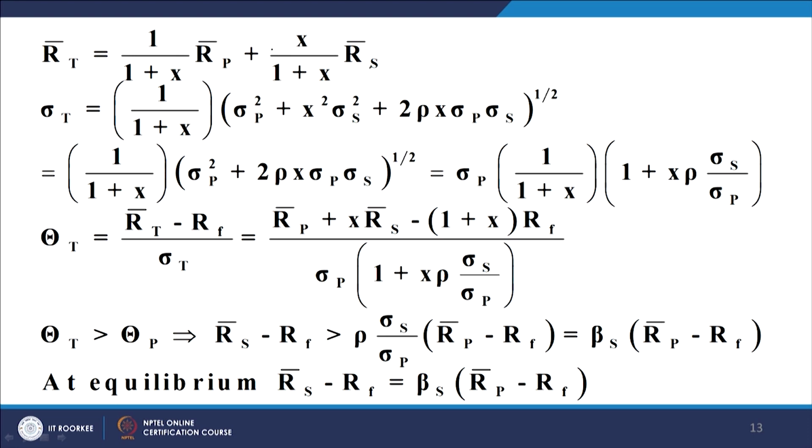So, this is the weighted average, the return of the portfolio T, and this is what I get as far as the variance goes. Remember, the weights are 1:x. 1:x is the weights of P and S. Therefore, the variance or the standard deviation works out to this. When you take this 1 plus x which was within the square, if you take it out, you get that the square goes, and this is what remains within the square.